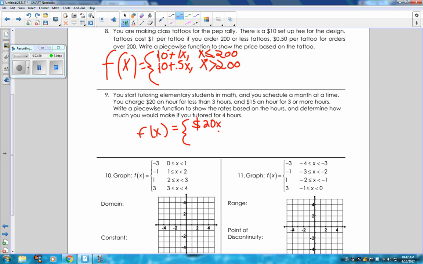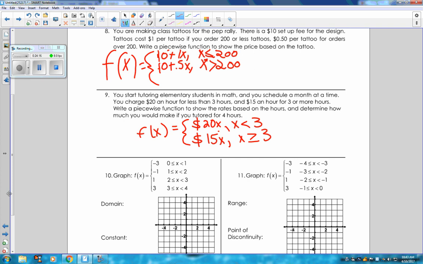Good. Make sure you always put this comma here, just so that we know that this isn't part of the equation. I don't know. Y'all agree or disagree? You forgot one part. There's 2 parts to this question. Determine how much you would make if you tutor for 4 hours.